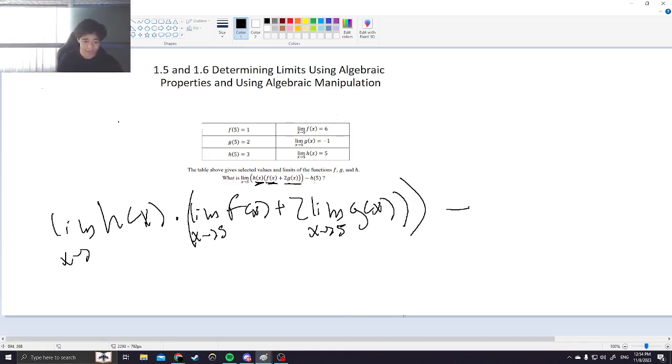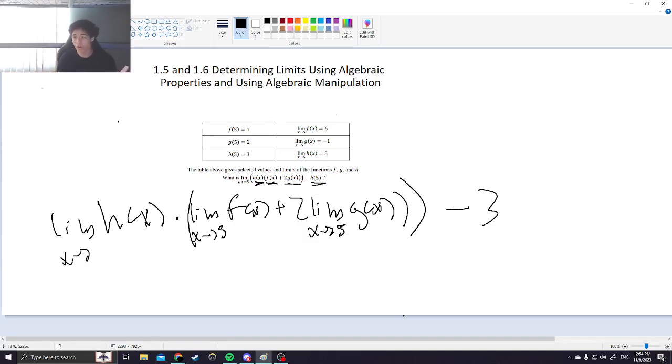Minus h of 5. This minus here separates it. It's its own term. So you don't apply the limit to it. Because this limit is attached to all of these because of the parentheses. It's not attached to this h of 5 at all. So this h of 5, instead of limit h of 5, is just h of 5. So you look on the table here, it's 3. So you have minus 3 at the end.